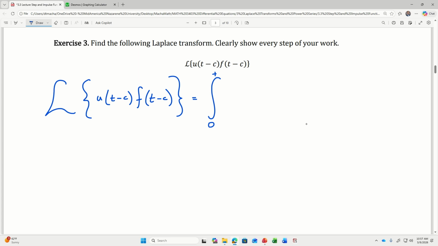That would be the integral from 0 to infinity of e to the negative st times u of t minus c times f of t minus c dt.